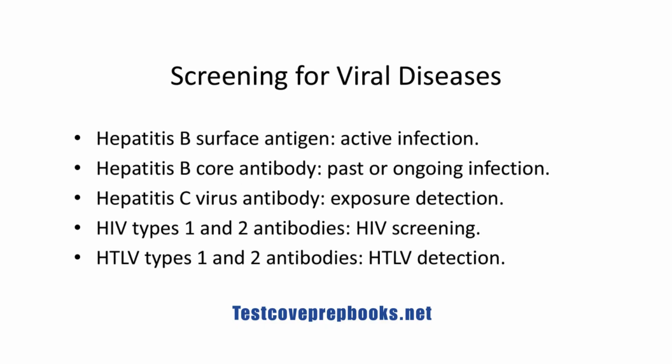Screening for viral diseases. A comprehensive panel of tests is used to detect viral infections. These include Hepatitis B surface antigen, which indicates active infection. Hepatitis B core antibody, suggesting past or ongoing infection. Hepatitis C virus antibody, used to identify exposure to hepatitis C.